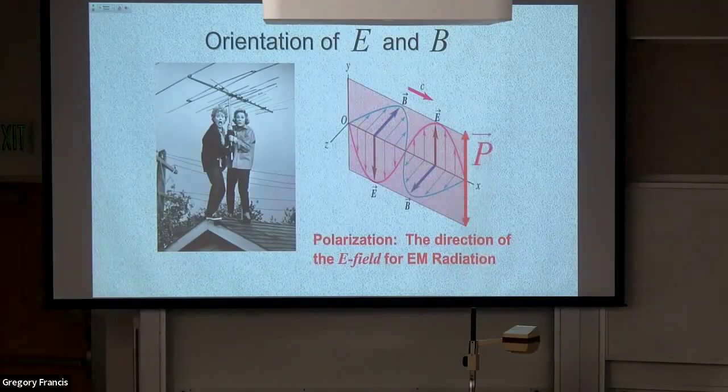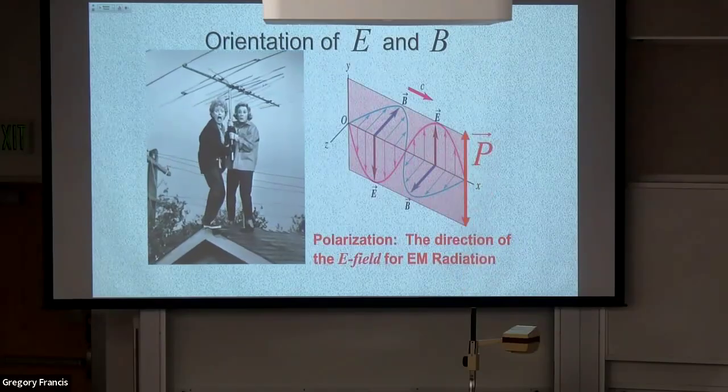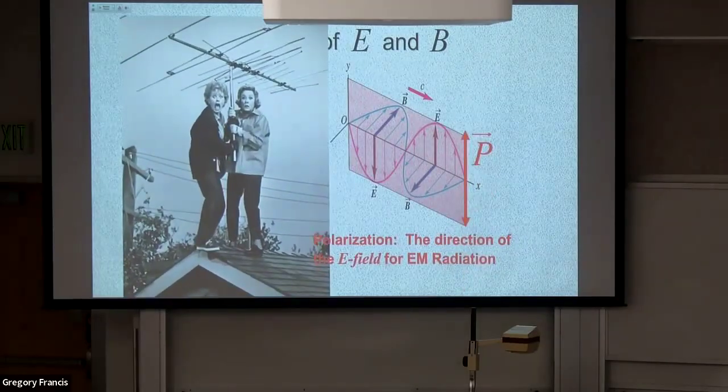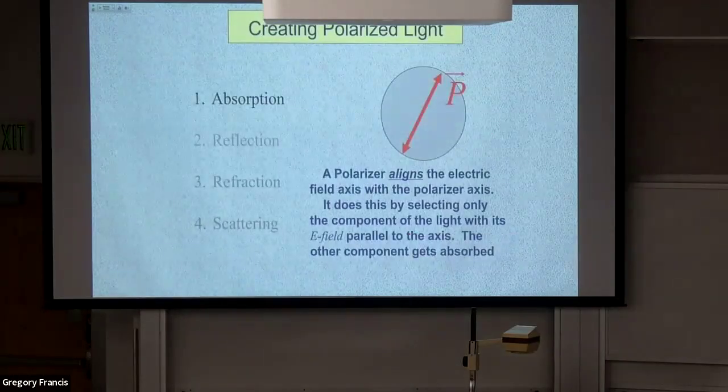Okay. Now, you know who that is. That's I Love Lucy, Lucille Ball. And back in the day, we would use an antenna to get our TV signal, and you had to get it lined up with the polarization of the TV wave. Okay, we're going to talk about 4 different ways to polarize light.